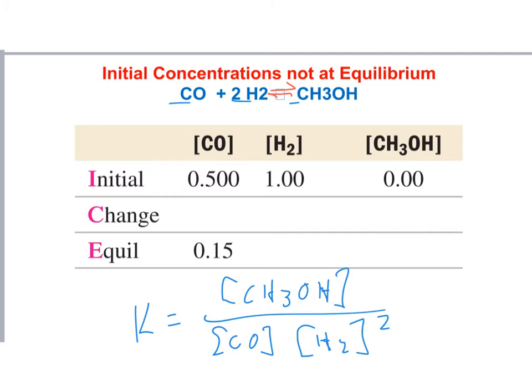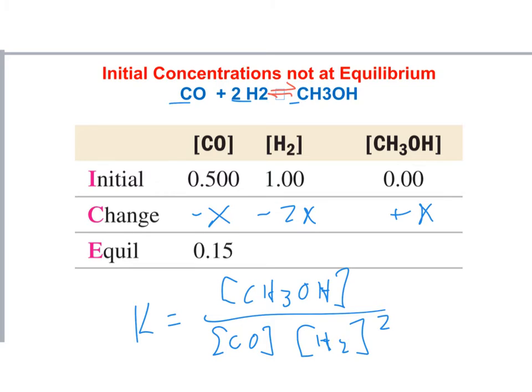Now, we also know stoichiometrically what the change is going to be. If I know that CO is going to react, and I say CO reacts as X, I'm going to lose some X. I also know that I'm going to lose a stoichiometric amount of H2, which is 2X. But I also know that on the other side I'm going to gain X.